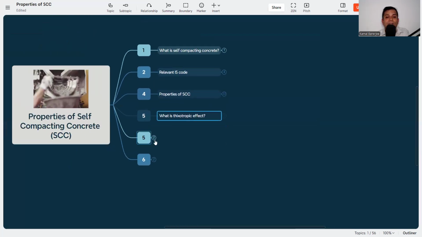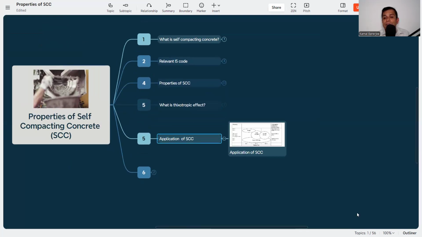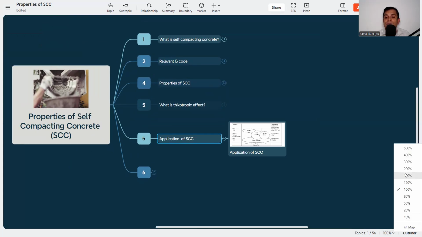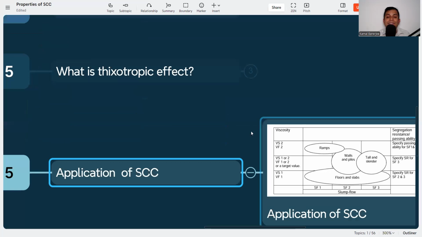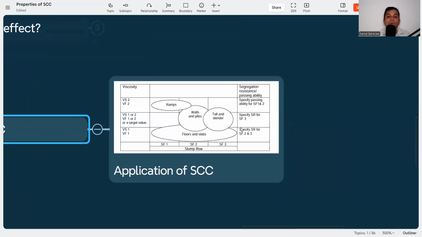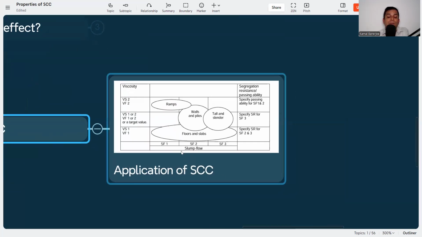So these are the things about self-compacting concrete properties. Now, we need to know the application of SCC. I take it from the EFNARC book. It is a very good book and gives you an idea of where we can use it. See, here are the slump flow classes SF1, SF2, SF3, three categories, and the viscosity classes VS1, VS2, and VF1, VF2. So according to the viscosity, here are some flow and segregation or passing ability.